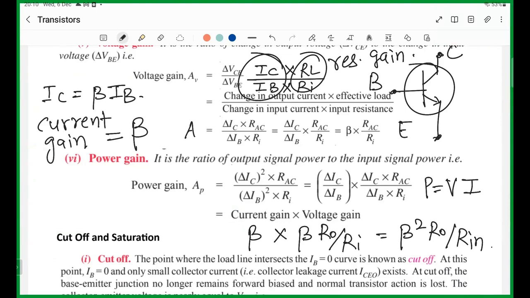Excuse me, sir. A minor doubt I had. Where is it getting energy for extra power, like power gain? You are applying a battery. Oh, okay, sir.